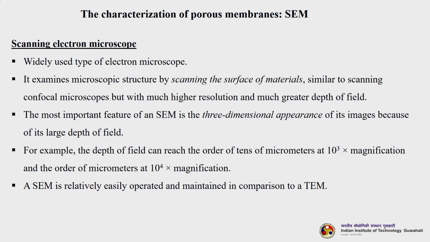It is similar to a scanning confocal microscope, but with much higher resolution and much greater depth of field. The most important feature of the SEM is the 3-dimensional appearance of its image, because the depth of field is high. For example, the depth of field can reach the order of tens of micrometers at 10 power 3 magnification, or the order of micrometers at 10 power 4 magnification. SEM is also relatively easily operated and maintained in comparison to a TEM.